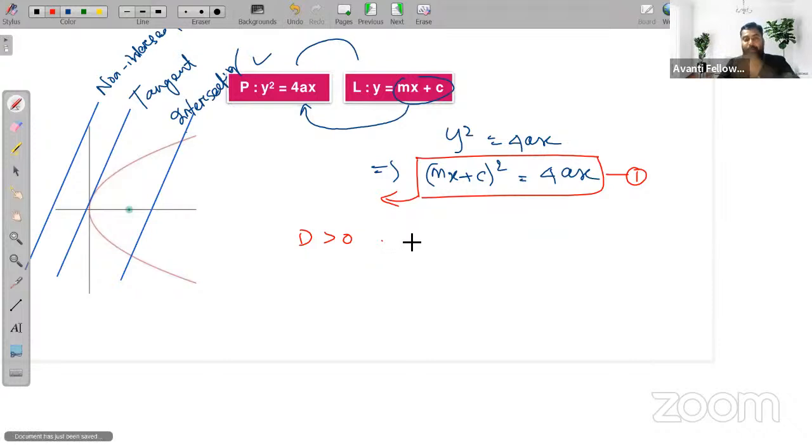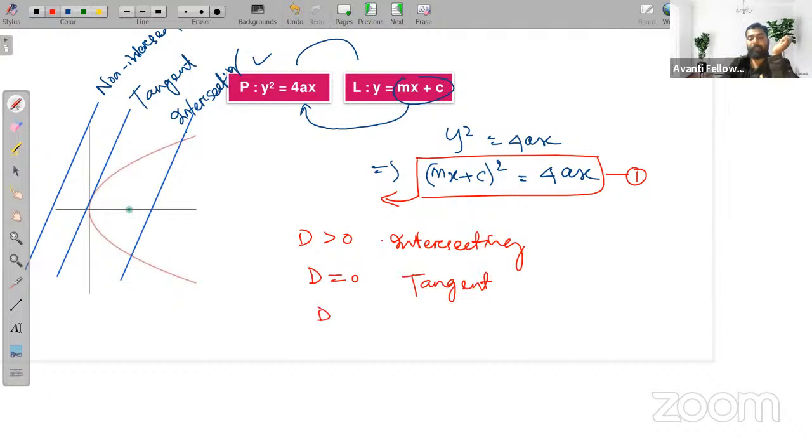d greater than 0 means the line intersects the parabola. This is the case of intersecting. If d is equal to 0, then the line becomes a tangent. If you are getting d less than 0, this is the case of non-intersecting. So these are the three cases.